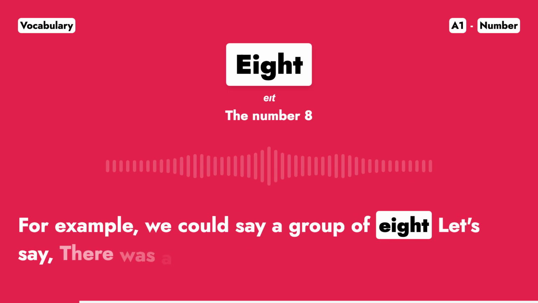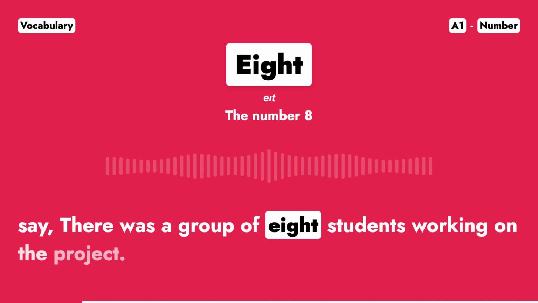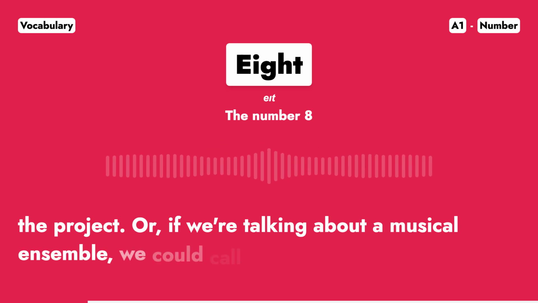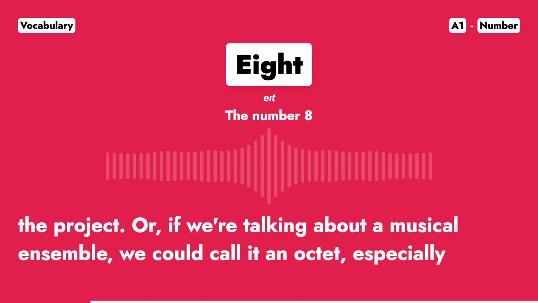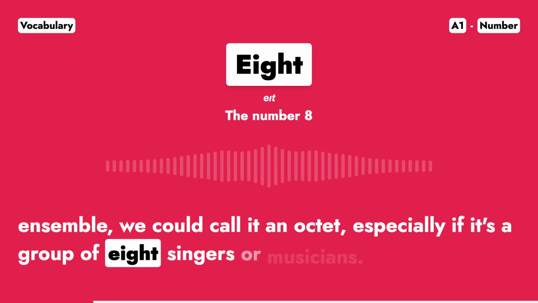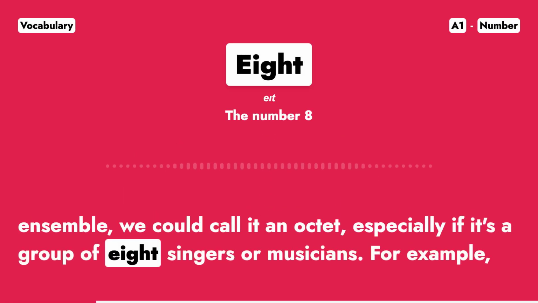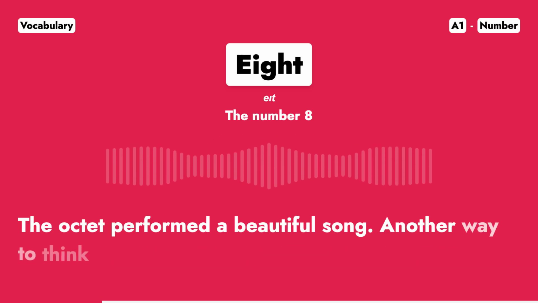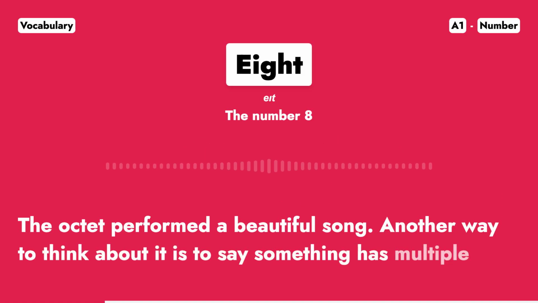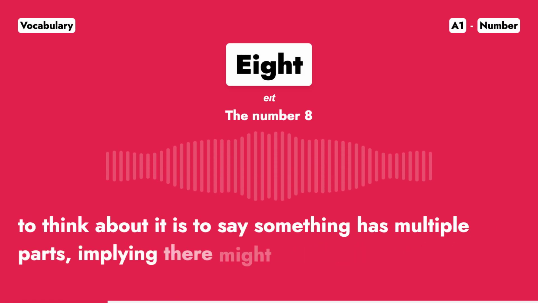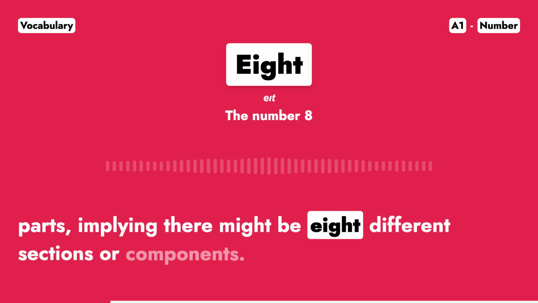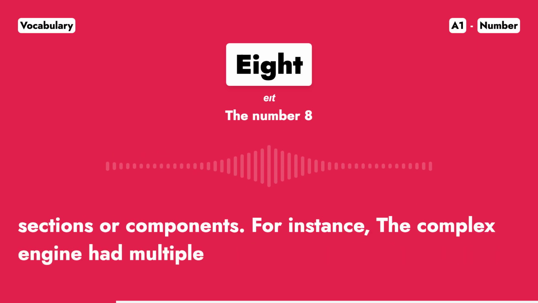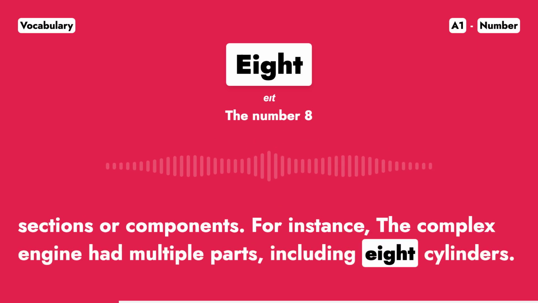Let's say there was a group of 8 students working on the project. Or if we're talking about a musical ensemble, we could call it an octet, especially if it's a group of 8 singers or musicians. For example, the octet performed a beautiful song. Another way to think about it is to say something has multiple parts, implying there might be 8 different sections or components. For instance, the complex engine had multiple parts, including 8 cylinders.